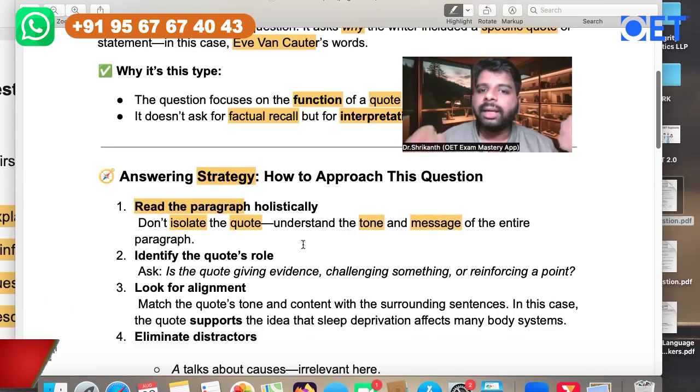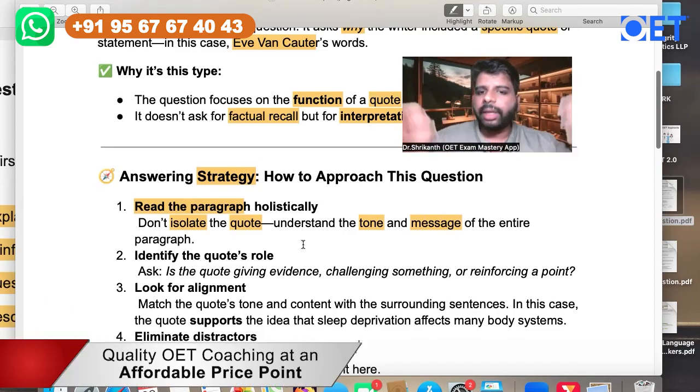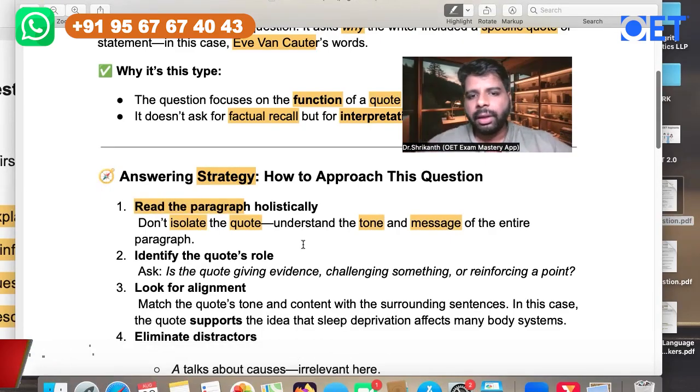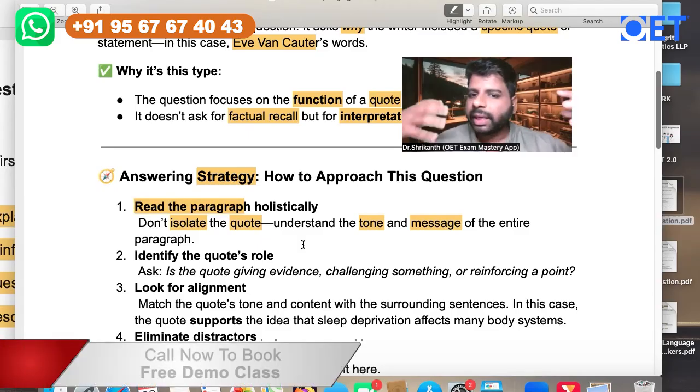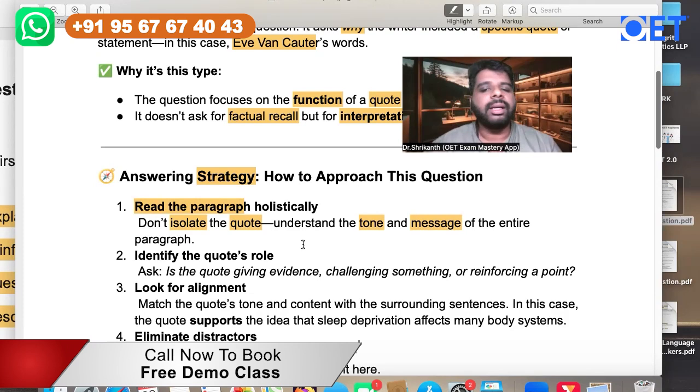Sleep deprivation, the impact of sleep deprivation. So many people suffer from this. It causes so many consequences: obesity, metabolic syndrome, emotional distress. So that is the tone we are getting from the writer, and the same tone we are getting from Yvonne Cotter's words as well.